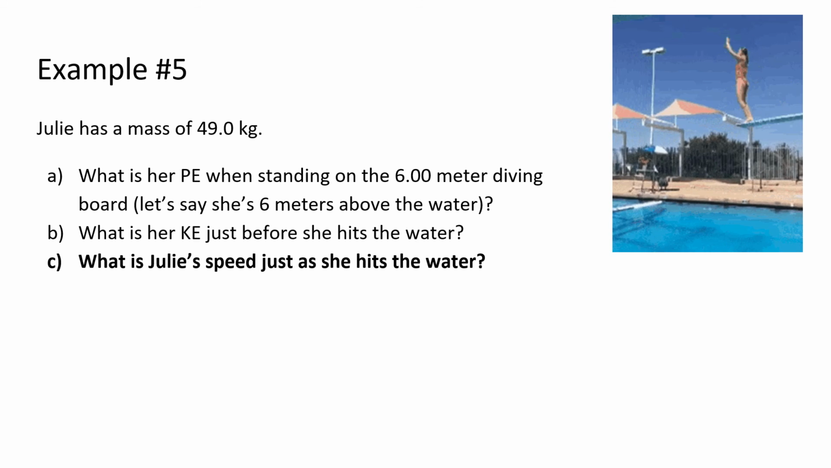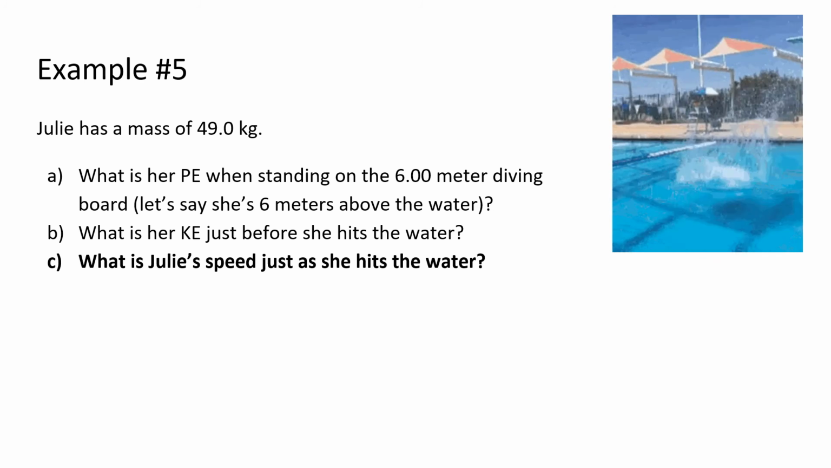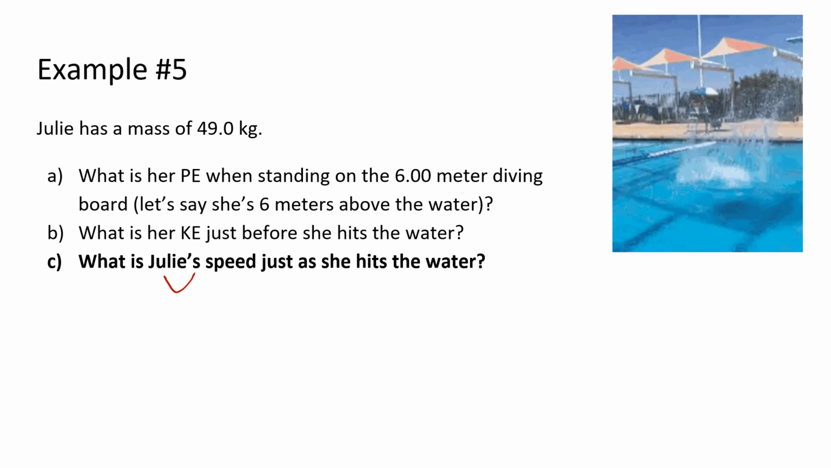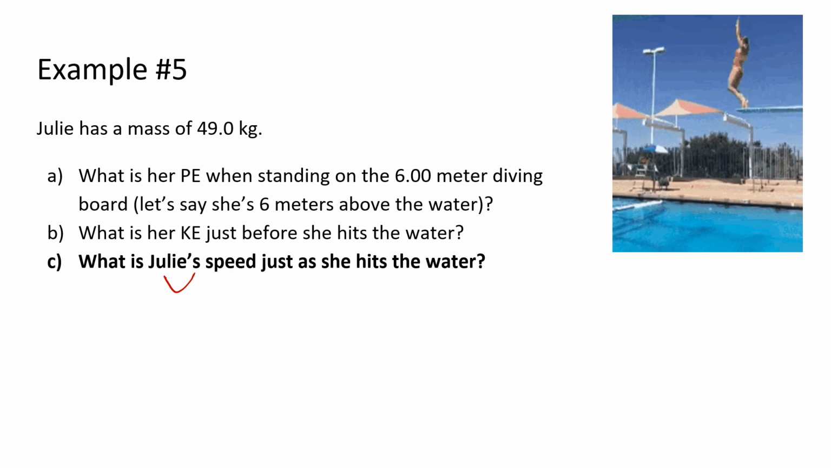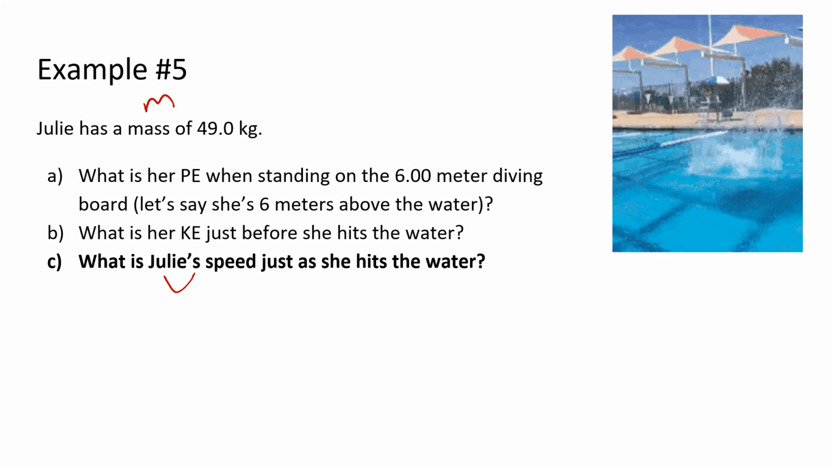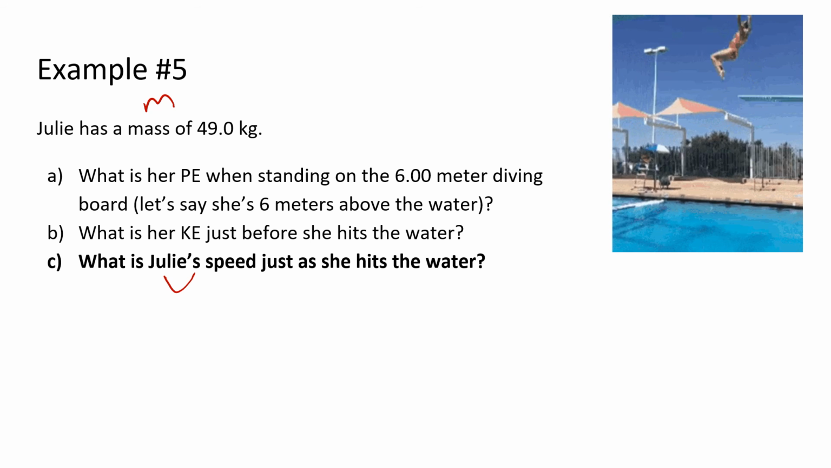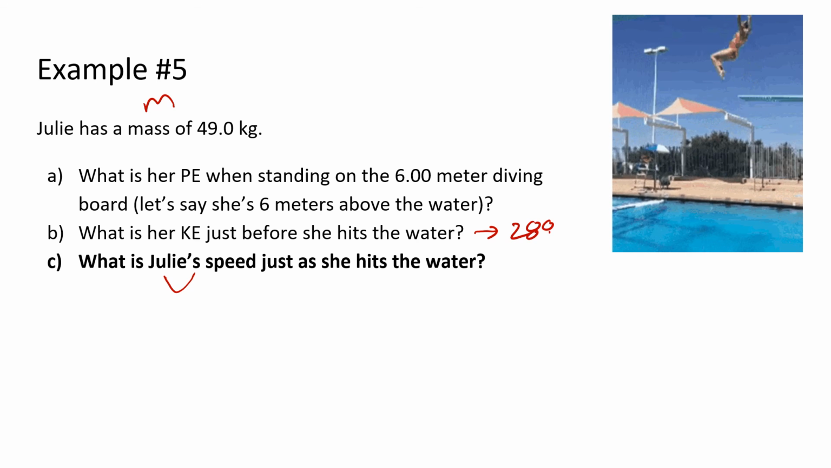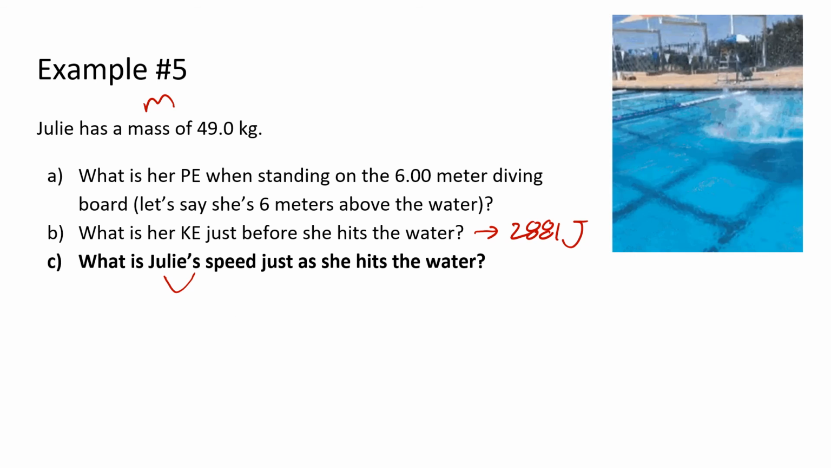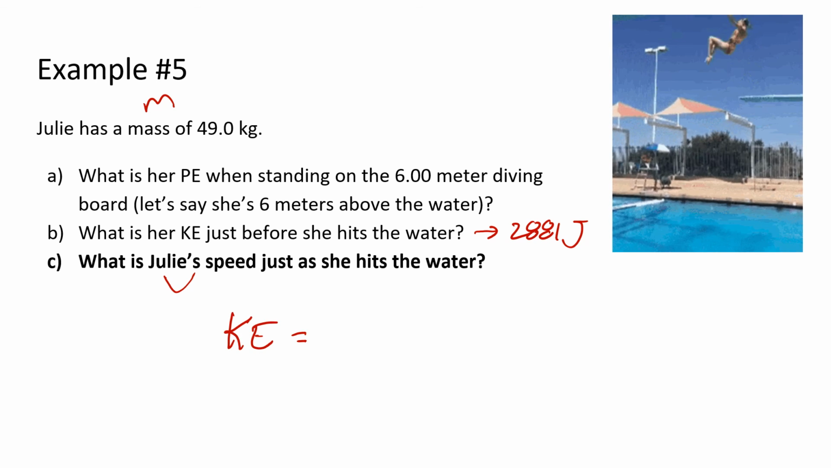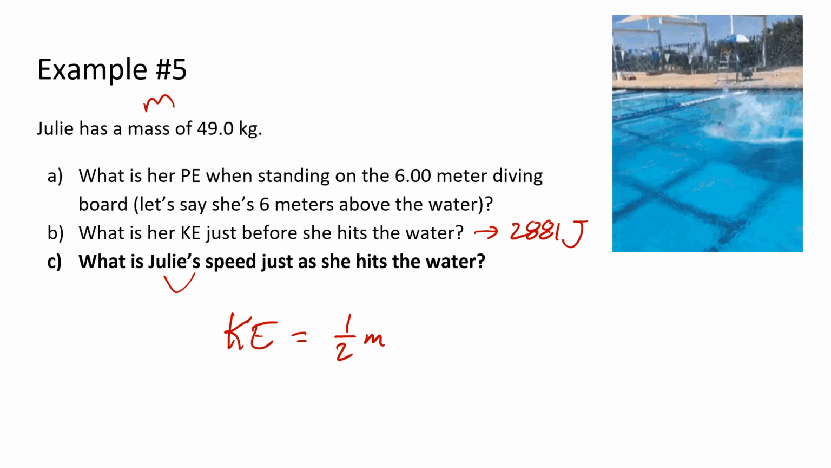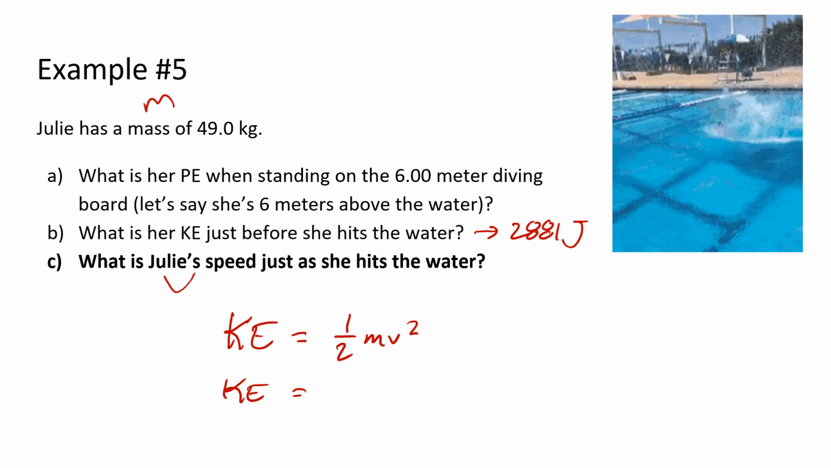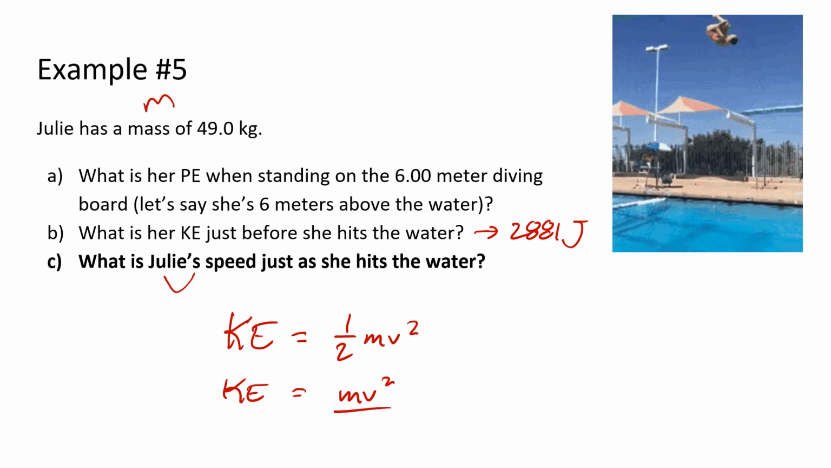What is Julia's speed just as she hits the water? So this is her velocity. We have her mass, and we have her kinetic energy from before, 2,881 joules. Let's just use that number. Kinetic energy equals half mv squared. I'm going to rewrite this differently, like in your other video: mv squared divided by 2.